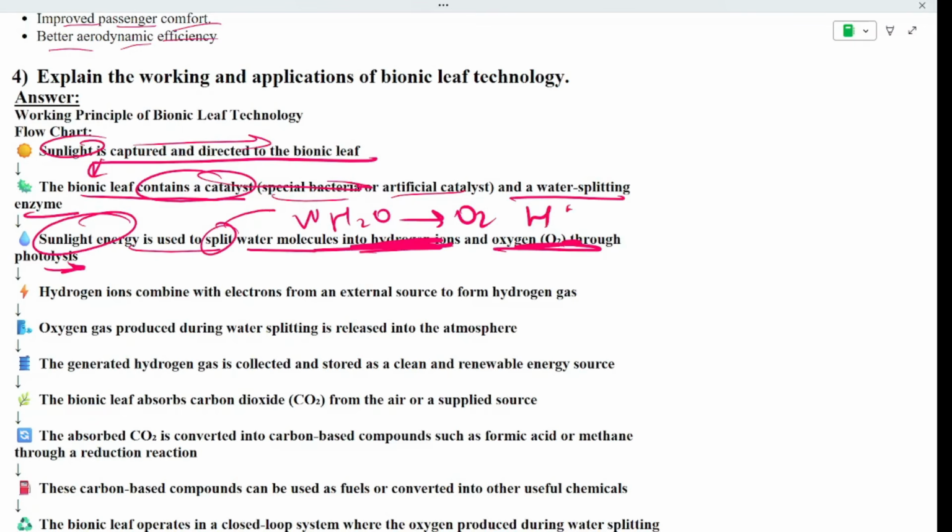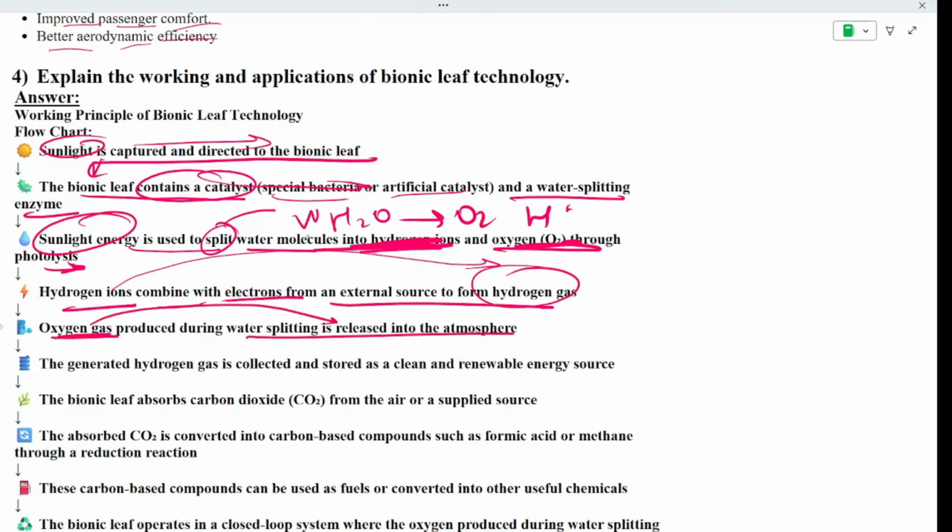This process is called what? Photolysis. Now hydrogen ions combine with electrons from an external source to form hydrogen gas. What will it form? Hydrogen gas, remember that. Now oxygen gas, produced during water splitting, is released into the atmosphere. Oxygen will be released into what? The atmosphere.